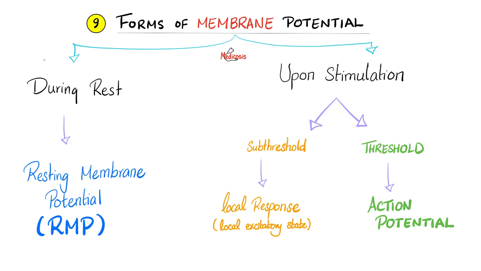Forms of membrane potential. This is the most important slide. During rest, your membrane is undergoing resting membrane potential. Upon stimulation, well, it depends. If you give me a robust, adequate threshold, I'll give you a robust action potential. But if you treat me with no respect, I will treat you with no respect. Local response. Almost nothing. But this is robust. This is the secret sauce.